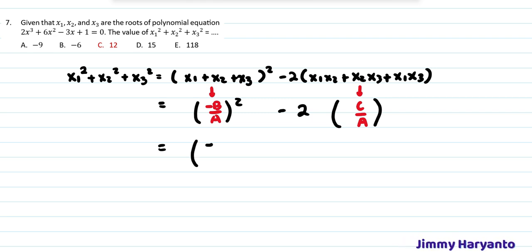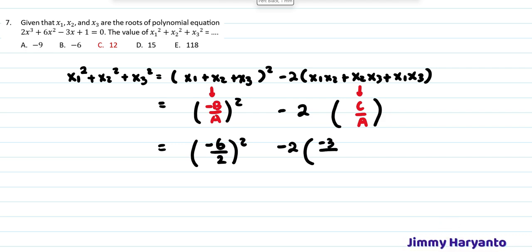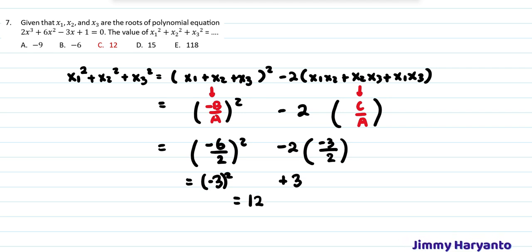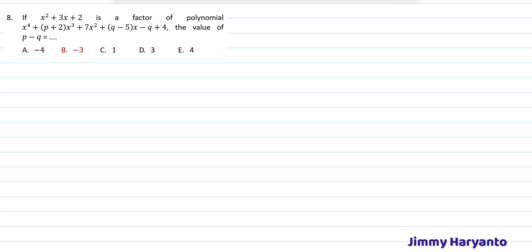The b is 6, so negative 6. The a is 2, over 2, squared, and then minus 2 times the c, which is negative 3, over a, which is 2. Next is to calculate. This one is negative 3 squared, and this one is plus 3. 3 squared is 9. 9 plus 3 is 12. C.